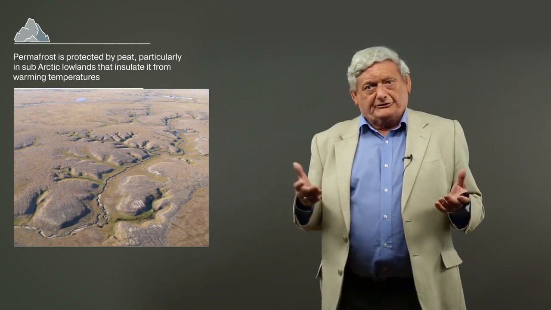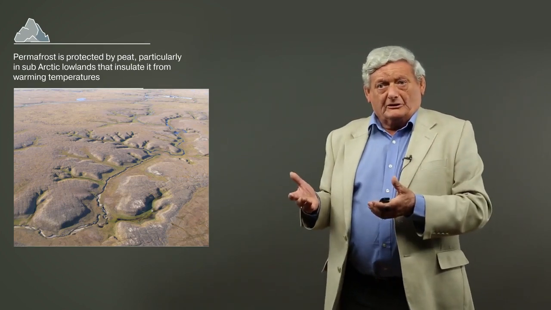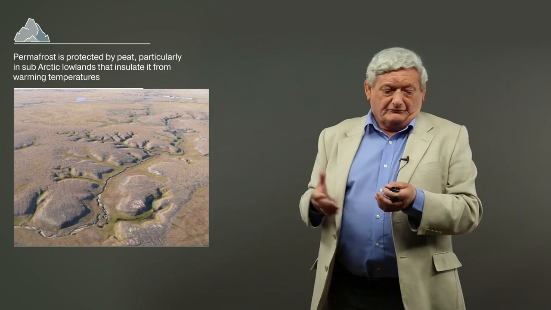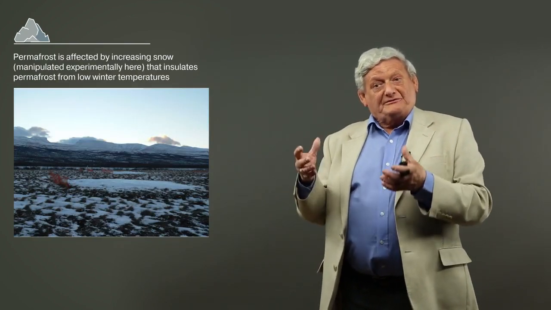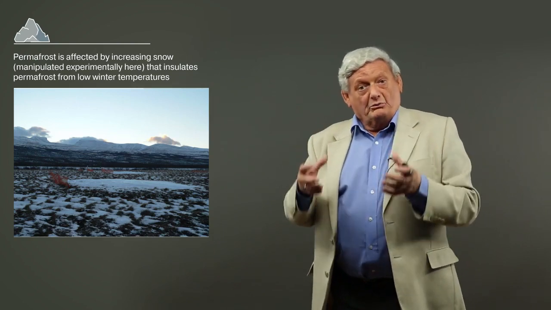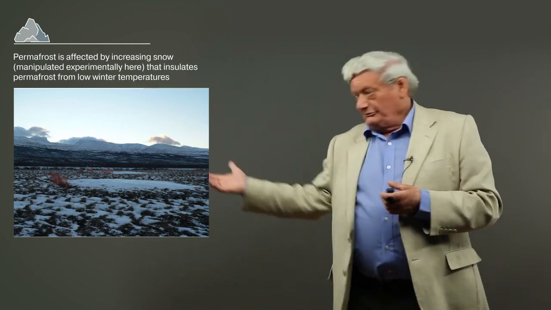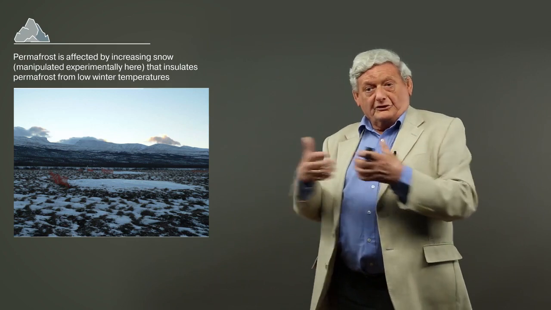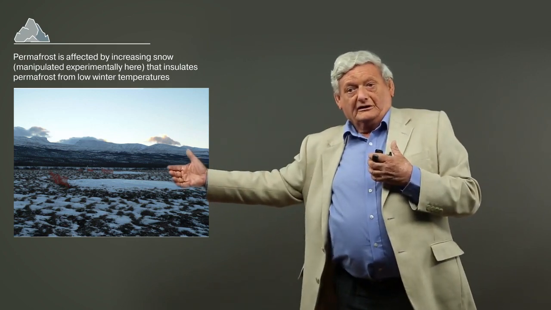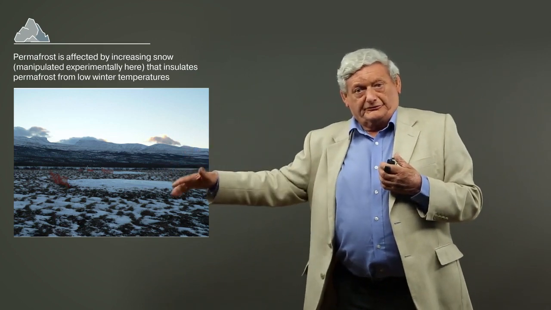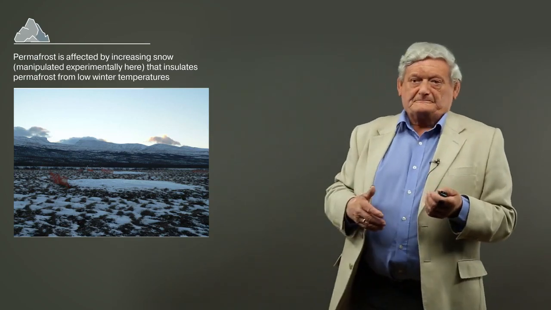Permafrost, to some extent, is protected by peat in the subarctic lowlands because the peat insulates it from warm summer temperatures, but permafrost is also insulated by snow against low winter temperatures. So as the snow cover increases, so the permafrost thaw rate increases too. And here you see a very simple experiment with snow fences that trap snow on one side and deplete snow on the other side. Where you have the accumulation of snow, the permafrost thaws faster there than where there is less snow.